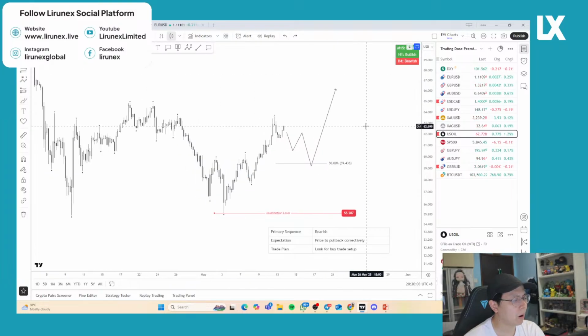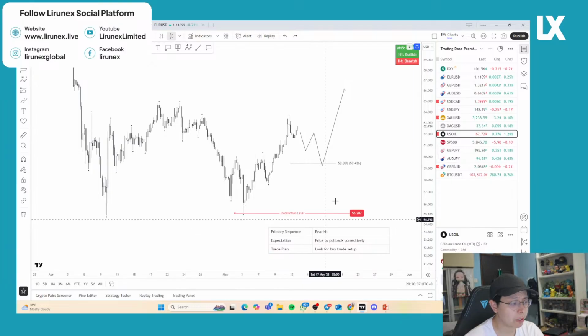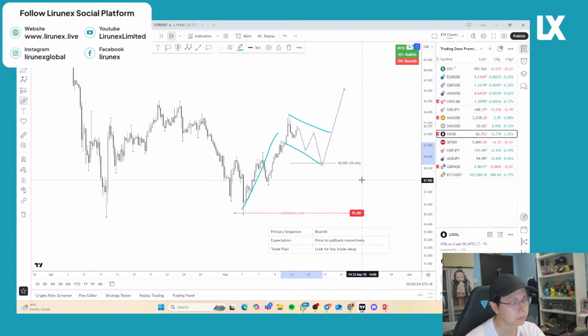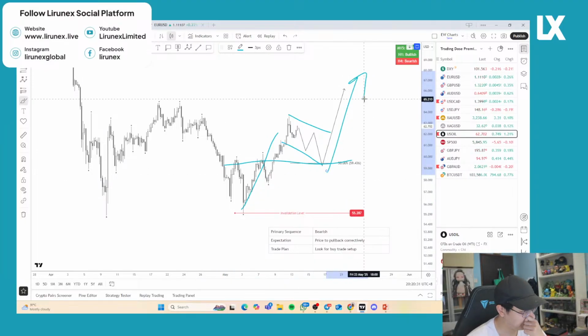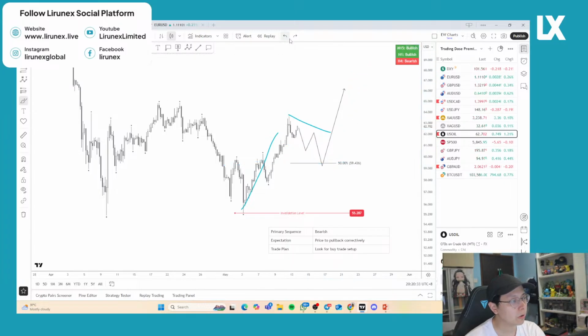So while the overall sequence is bearish, we are actually looking for a buy trade setup, right? Because we can look to capitalize on an early trend reversal. You can see this is pretty impulsive in nature. If we can get a corrective pullback towards a key area here around 59.4, we'll naturally be interested to buy. So this one here, crude oil.